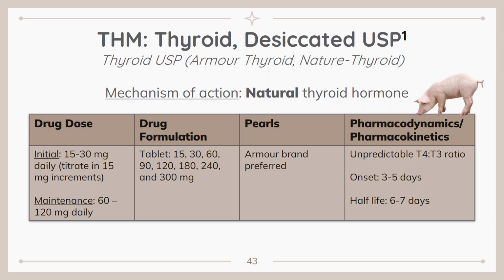Another thyroid hormone medication is thyroid desiccated USP, also known as Armour Thyroid and Nature-Throid. This is a natural thyroid hormone, and the earliest formulations of it actually came from the thyroid glands of cows. However, in the 1900s, the meat companies got into the medication arena, and they started marketing their own natural desiccated thyroid from their pigs, and now it's known as Armour Thyroid. So now all commercial thyroid desiccated USPs actually come from pigs.